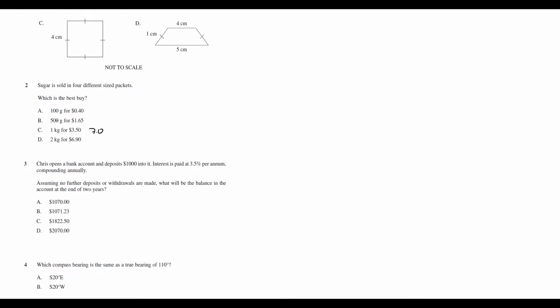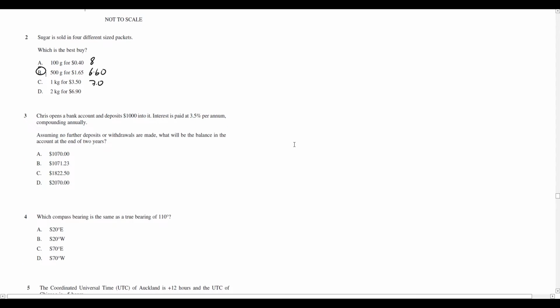For part B, 500 grams goes into 2 kilos 4 times. So we'll times 1.65 by 4. That's going to be 6.60. And for part A, 100 grams goes into 2 kilos 20 times. So 40 cents multiplied by 20 gives us $8. So our option here will be B for the best rate.